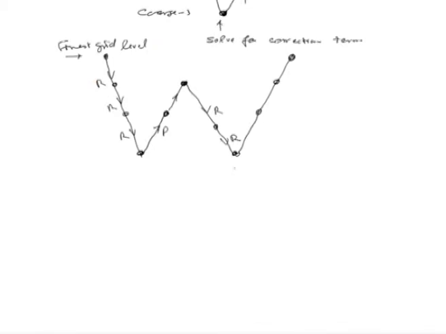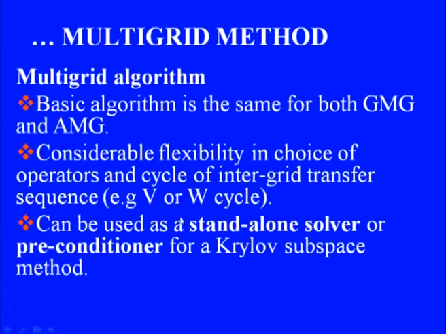Where this process has been done, this resembles our W symbol, that is the reason why it is called a W cycle. So, either of these cycles can be used. In fact, the V cycle looks a bit simpler and is the one which is used most widely. Now, as I mentioned earlier, this multigrid method can be used as a stand-alone solver.